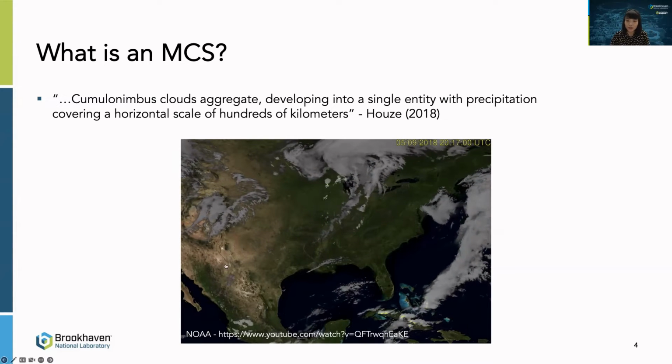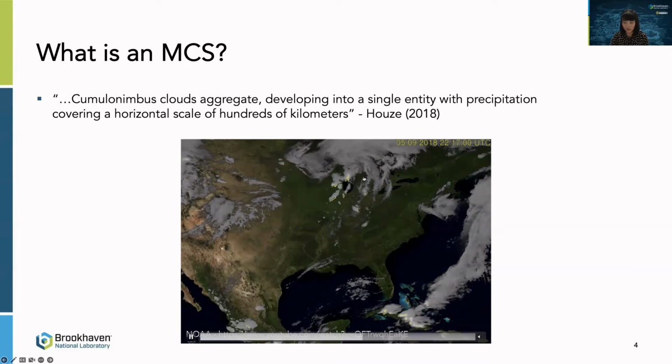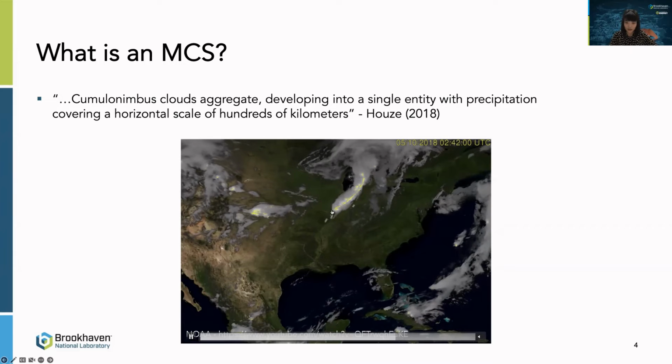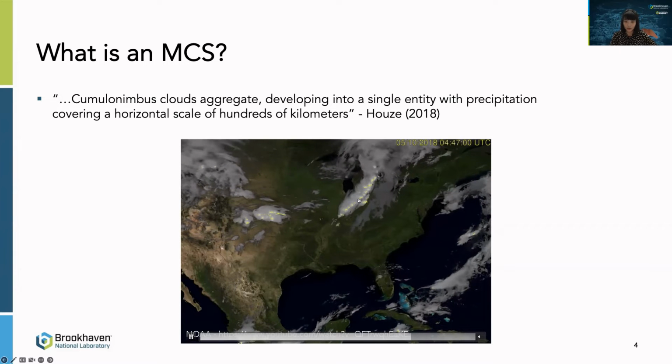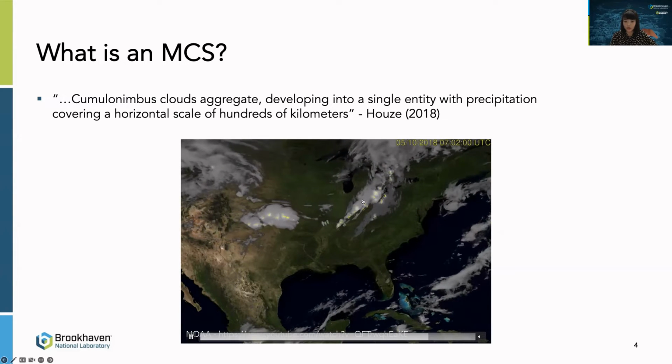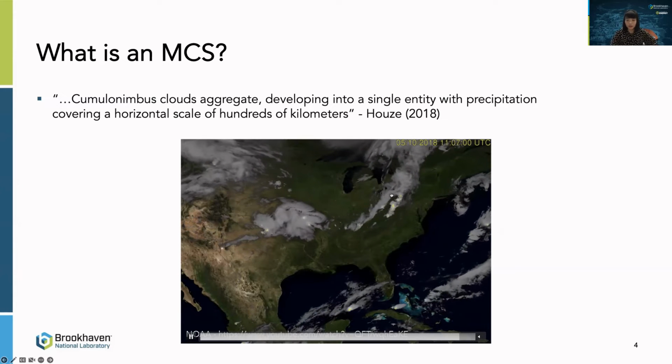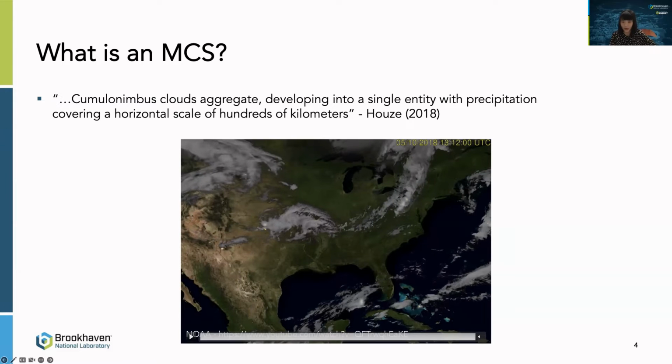As you can see from this animation here over Michigan, you have an MCS initiated and propagated to the East Coast. You also have a lot of lightning flashes on top of it. So this is one of the typical MCS types that we observe in the continental US.